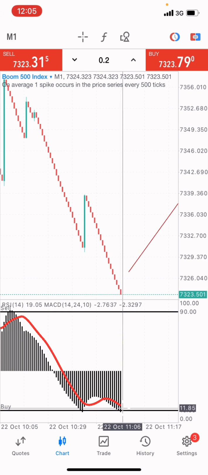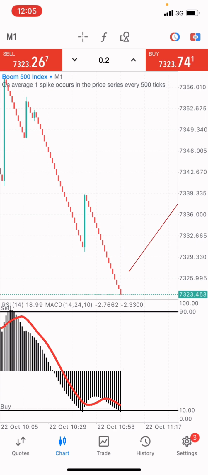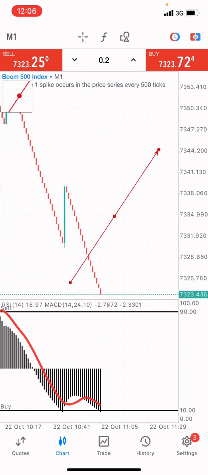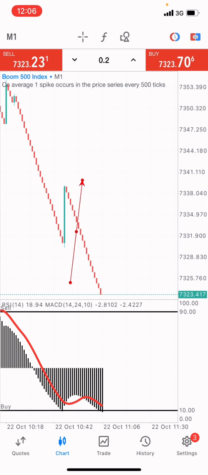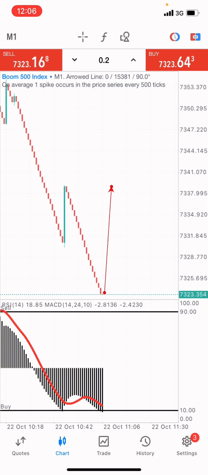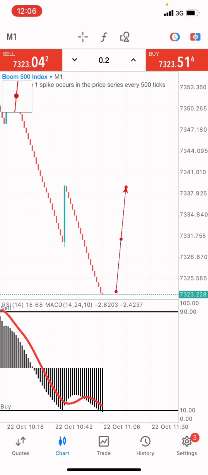So what you do is to place a buy, okay? Place a buy right here so that you'll be able to catch the spike. Remember that this is an illustration. I'm using this as an example to teach you guys so that you'll be able to understand what I'm talking about. So we're expecting the spike to come into this market.